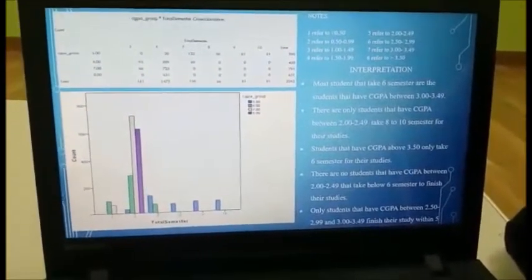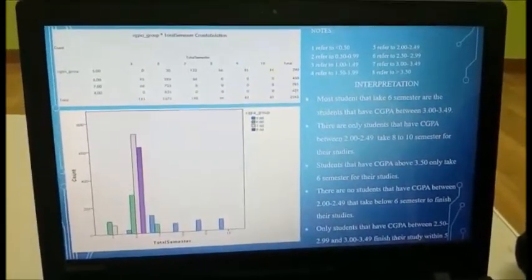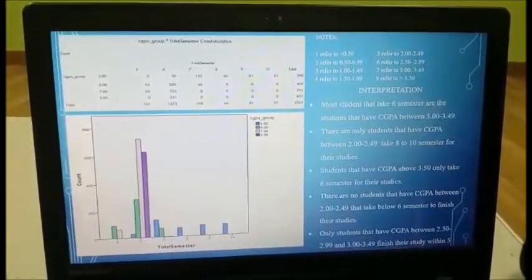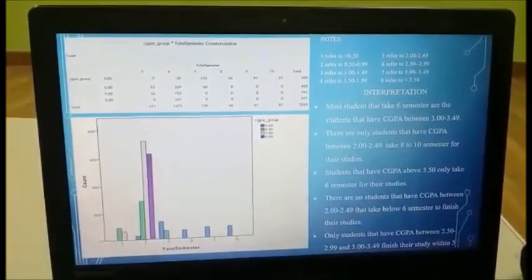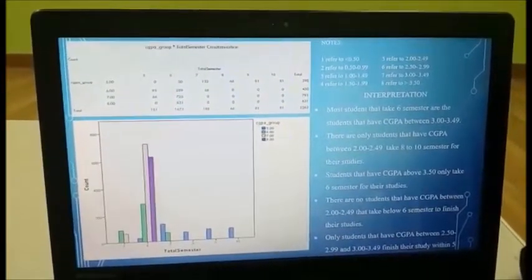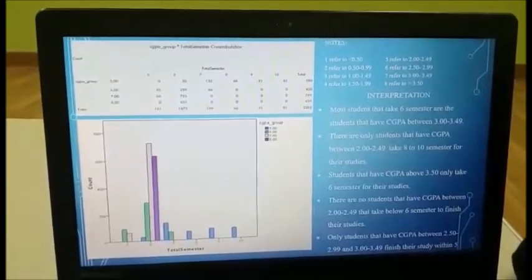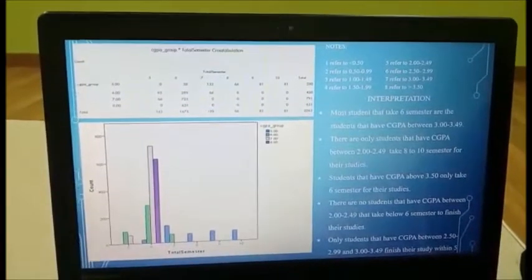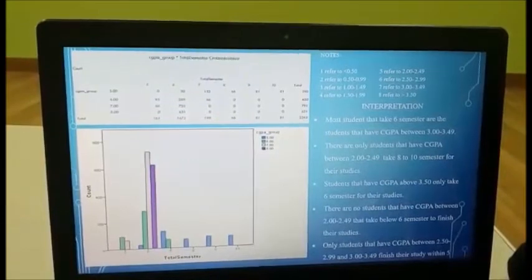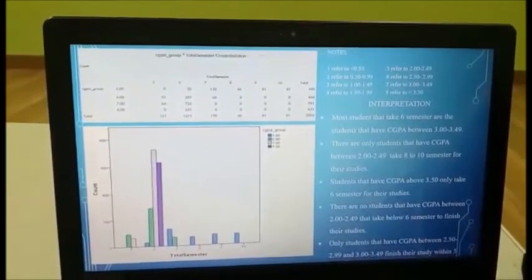Most students that take 6 semesters are the students that have CGPA between 3.0 until 3.49. Only students that have CGPA between 2.0 until 2.49 take 8 to 10 semesters for their studies. Students that have CGPA above 3.5 only take 6 semesters for their studies. There are no students that have CGPA between 2.0 until 2.49 that take below 6 semesters to finish their studies.